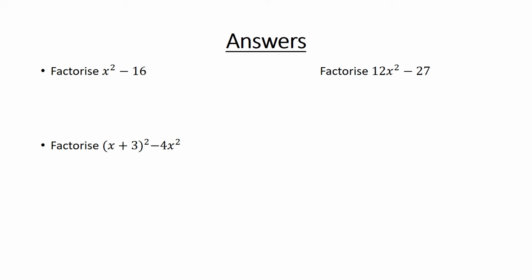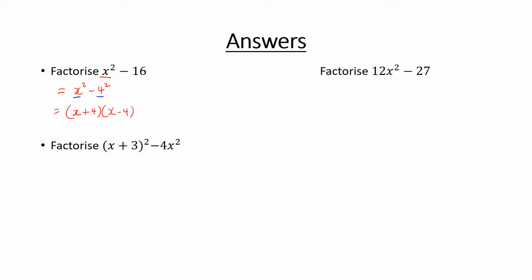Alright, so let's see how you went. In our first example, our first term is an x and our second term is 16. Now remember, 16 can actually be rewritten as 4 squared. So now, if I write it like this, we've got our a and our b. So that basically means we're now going to have x plus 4, x take 4 as our factorization.